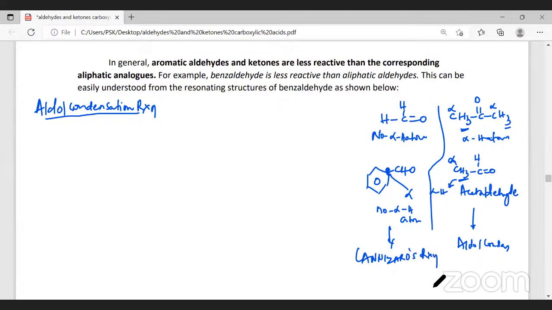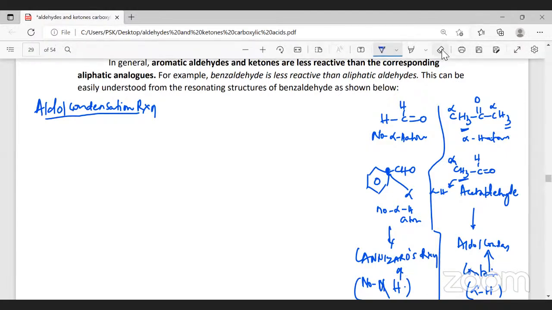So the conditions you should remember. What is the condition for a molecule to undergo aldol condensation? The molecule should contain a minimum of one alpha hydrogen. So if a molecule contains a minimum of one alpha hydrogen, it will undergo aldol condensation. If no alpha hydrogen, then it will undergo Clemmensen's reaction. Did you understand the reason? Did you understand the conditions?